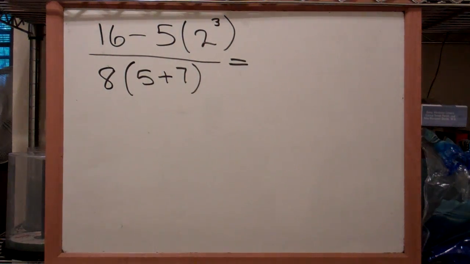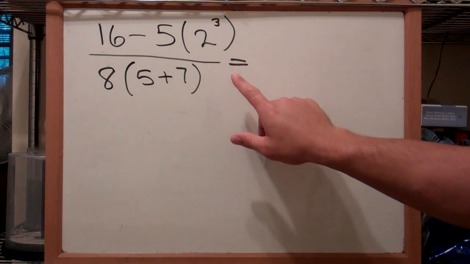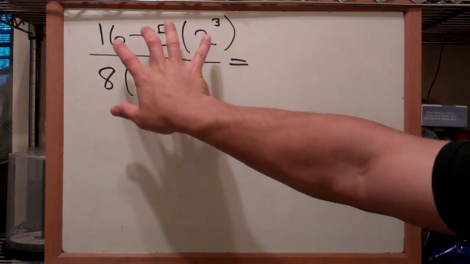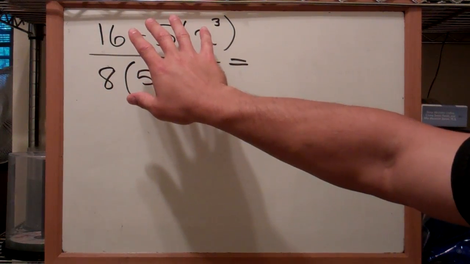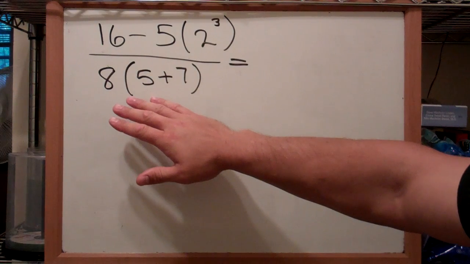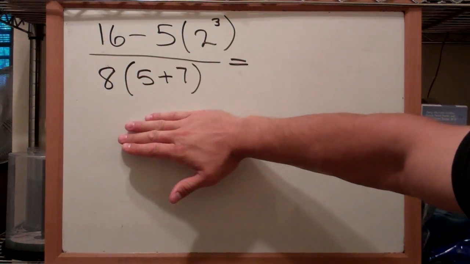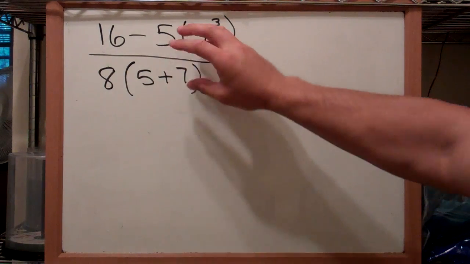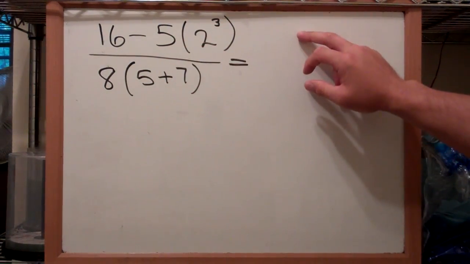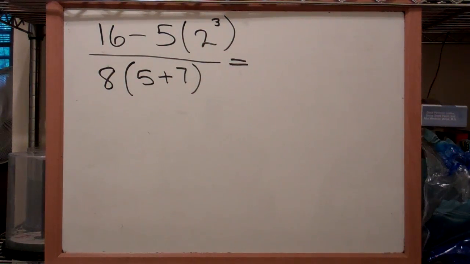And here's one where I would consider this, it looks like a really big fraction. You have the big fraction bar here, and what it's really saying is whatever number we get out of the top, we're going to divide by whatever number we get out of the bottom. So we have to really treat each side of the fraction separately until we get one number on the top and the bottom, and then we can look to divide.